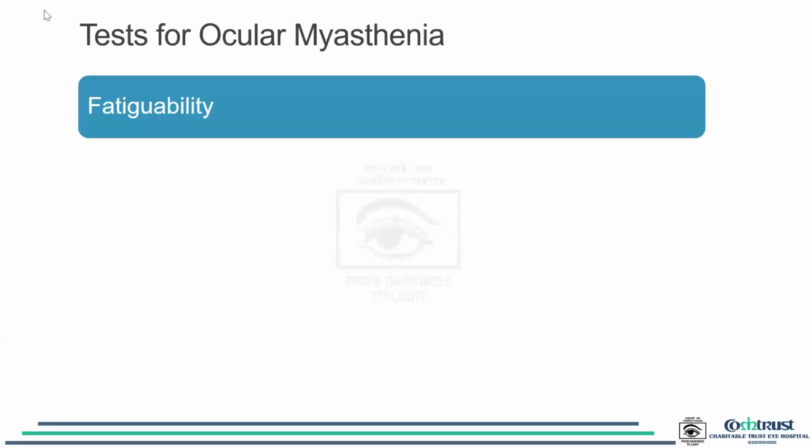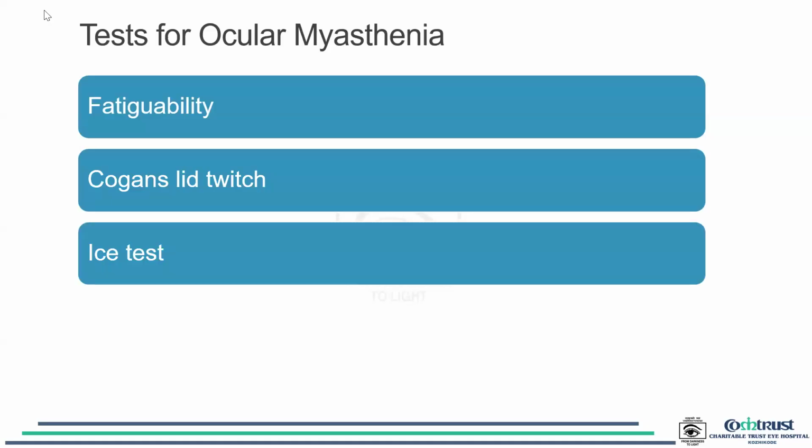Now, no examination is complete without eliciting these tests, which is the fatigability test, which can be done by making the patient look up for more than 30 seconds. And you can see that the lid slowly begins its descent. Cogan's lid twitch is saccades of the lid when you suddenly ask the patient to look at the primary gaze after having rested for 30 seconds looking downwards.